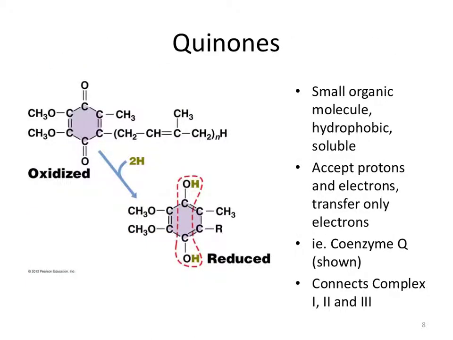Quinones, also known as coenzyme Q, are shown here. They're very important small organic molecules. They're very hydrophobic. They're found associated with the fatty acid tails in the membranes that contain electron transport chains. They are somewhat mobile within those fatty acid tail areas of those membranes, and they accept protons and electrons but transfer only electrons. These are really essential molecules because they connect complexes 1, 2, and 3 together.